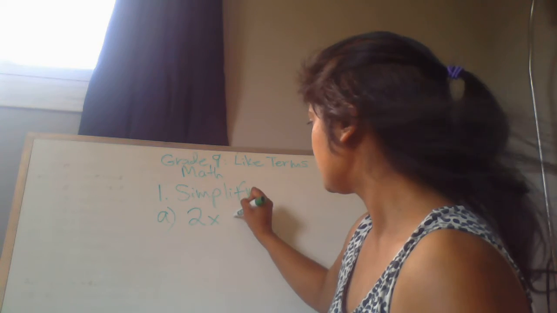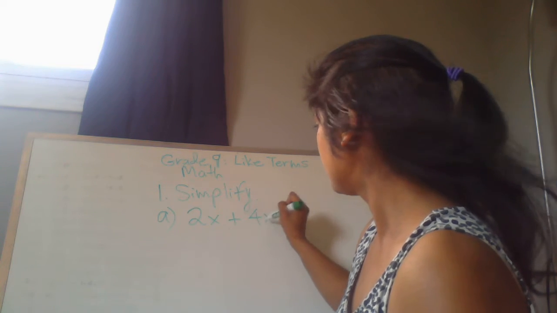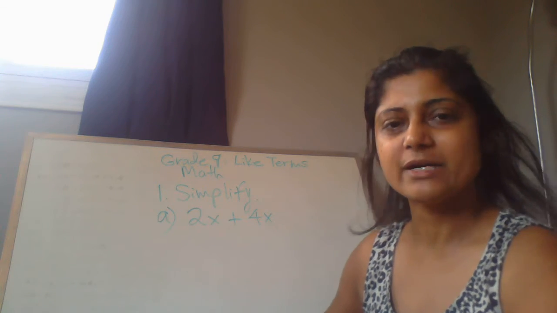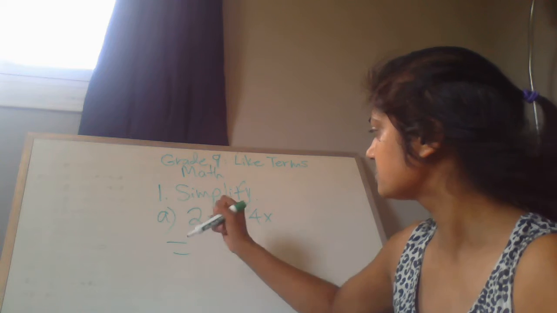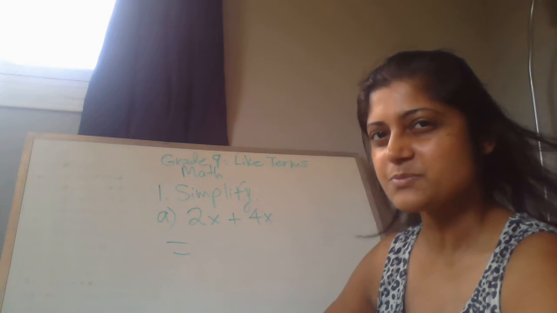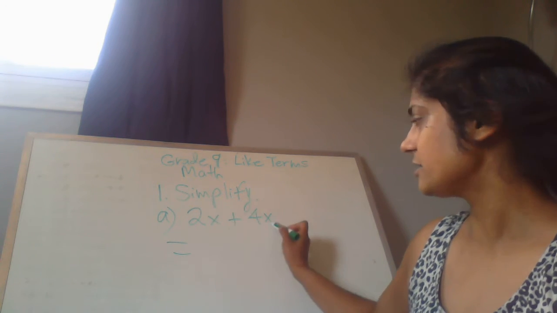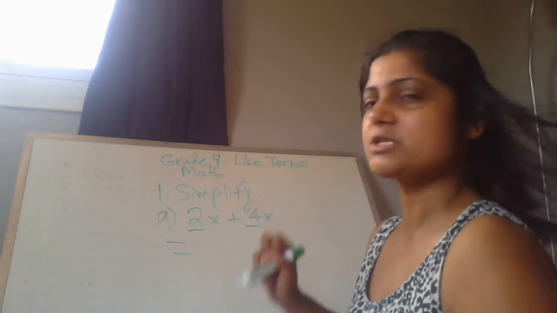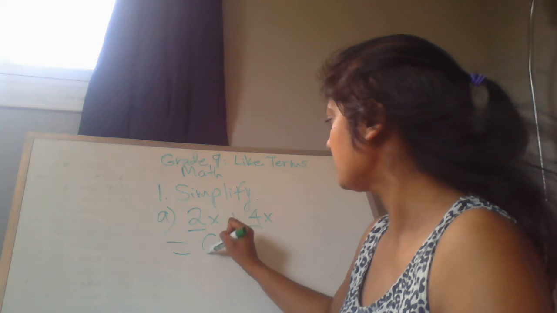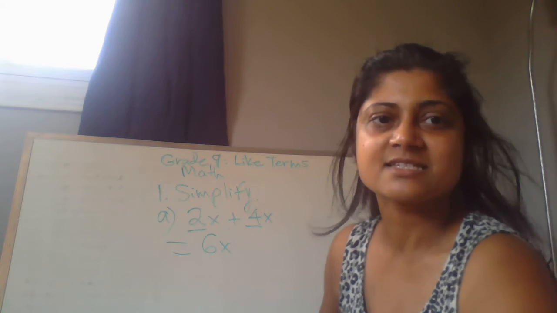Say I have 2x plus 4x, and whenever we write the answers, we should make sure that we're writing going down. Alright, so we're going to do 2x plus 4x here. They are like terms because they both have an x, and you're just going to add these two numbers together. So I'm going to do 2 plus 4, which is 6x.